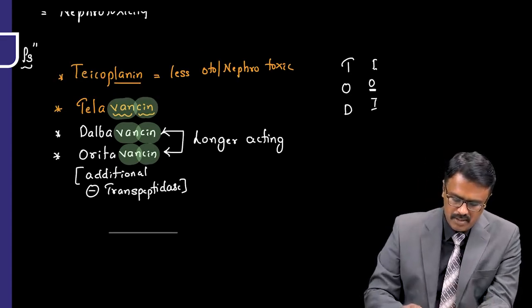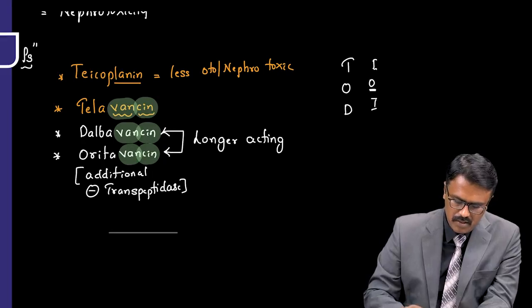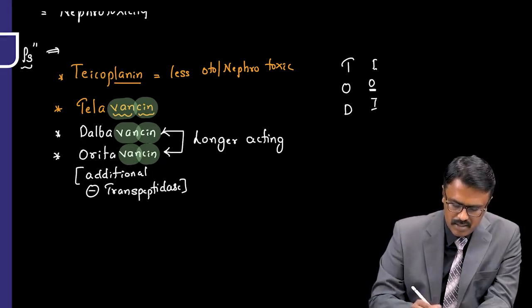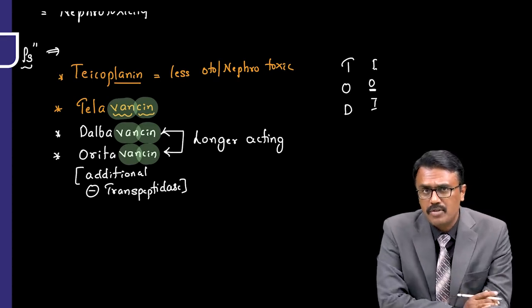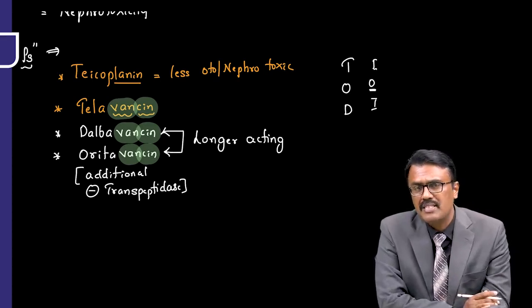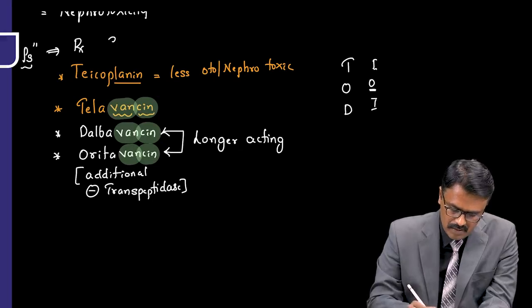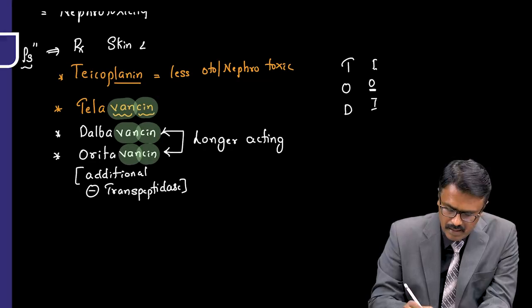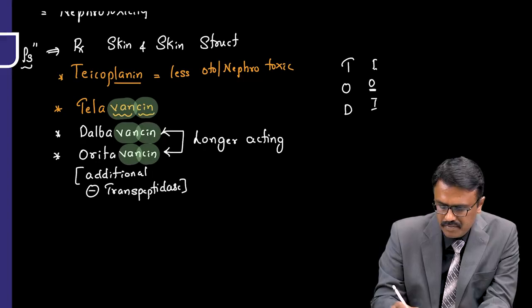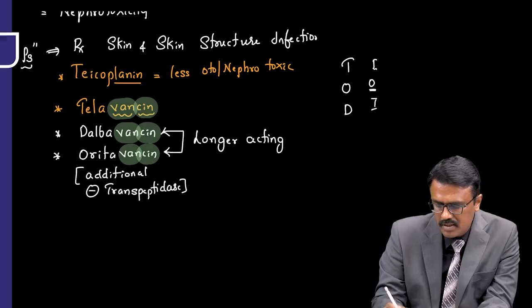Sir, where do you use these drugs? Uses. So newer glycopeptides, where do you use them? Obviously, they are effective against gram positive. So what does gram positive mean? Staph. What does staph cause? Skin and skin structure infection. So they are used to treat skin and skin structure infections.